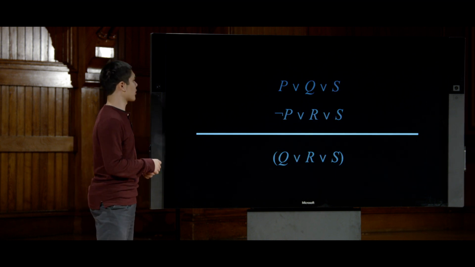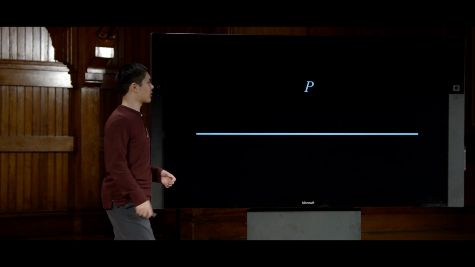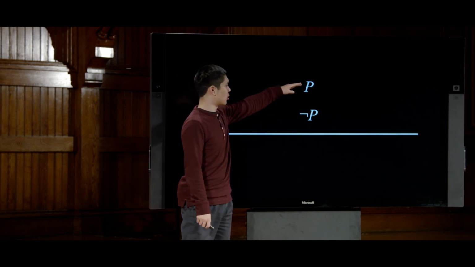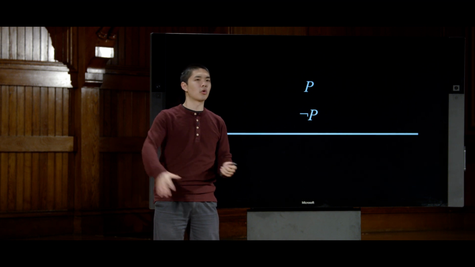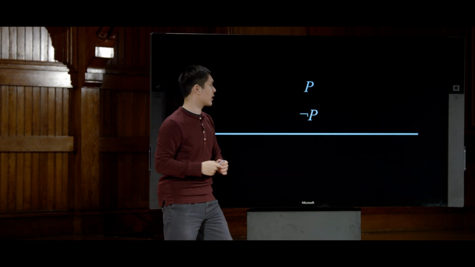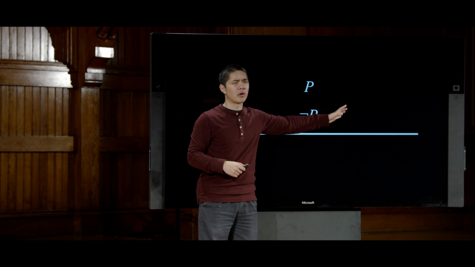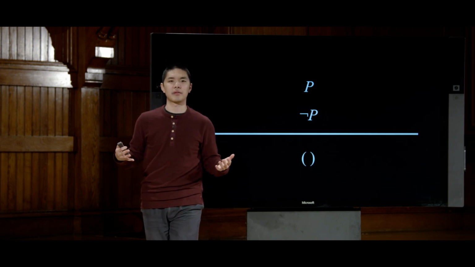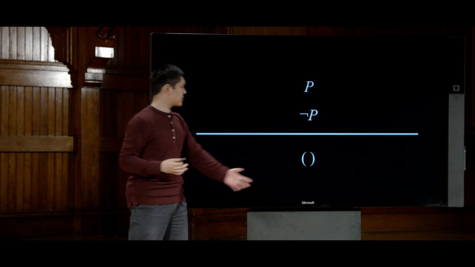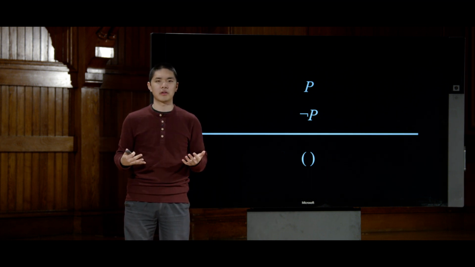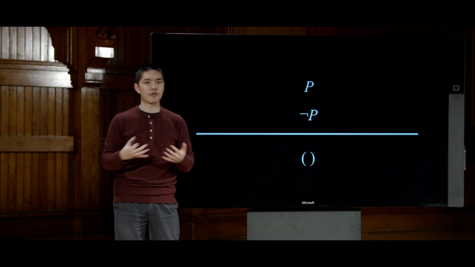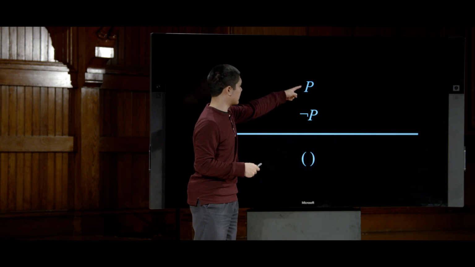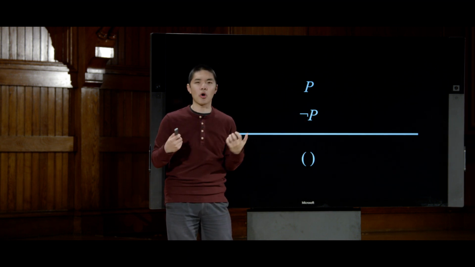Now, one final question worth considering is what happens if I try to resolve P and not P together. If I know that P is true and I know that not P is true, well, resolution says I can merge these clauses together and look at everything else. In this case, there is nothing else, so I'm left with what we might call the empty clause. I'm left with nothing. And the empty clause is always false. The empty clause is equivalent to just being false. And that's pretty reasonable, because it's impossible for both P and not P to hold at the same time.